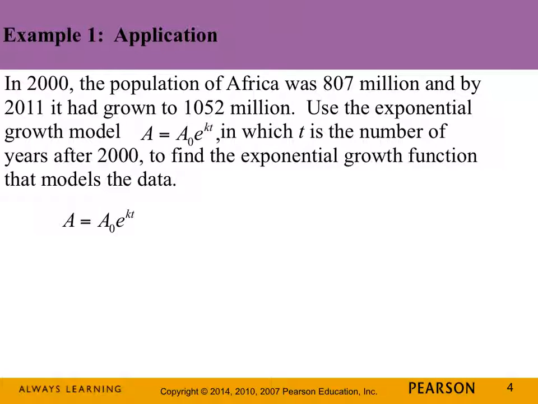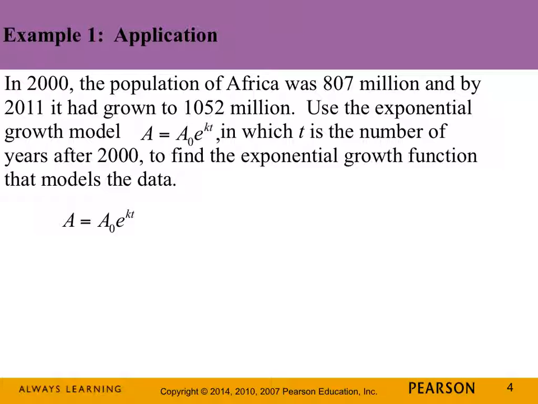So in Example 1, we are posed this problem: in 2000 the population of Africa was 807 million, and by 2011 it had grown to 1,052 million. Use the exponential growth model, in which t is the number of years after 2000, to find the growth function that models the data. Okay, so from 2000 to 2011, and t is the number of years after 2000, so here we go.